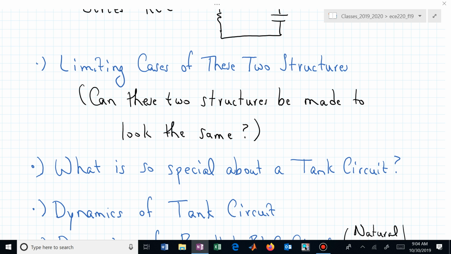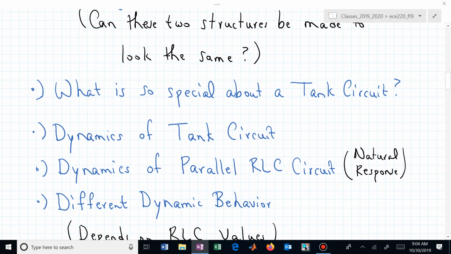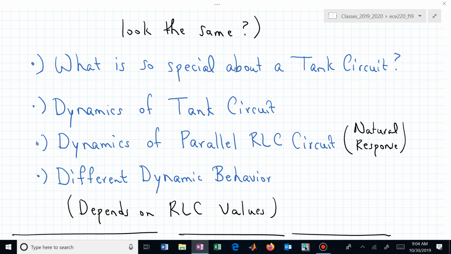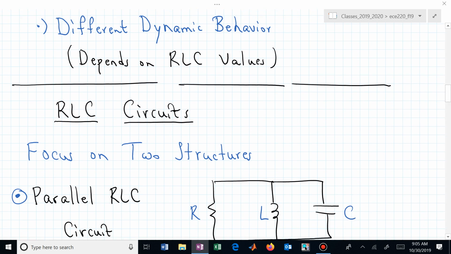We'll investigate the dynamics of this tank circuit, and then we'll go back to the full scale parallel RLC circuit and look at its dynamics. And then we'll talk about the different dynamical behavior. I'm trying not to give you too many spoilers. I'm wanting to say more, but I can't. I'm trying to bite my tongue. But we will now figure out what kind of dynamics exist or are possible with RLC circuits. And that all depends, obviously, on the values of the resistor, inductor, and capacitor.